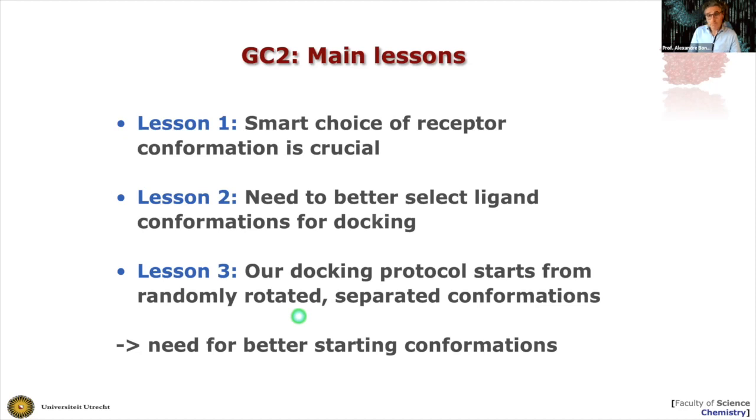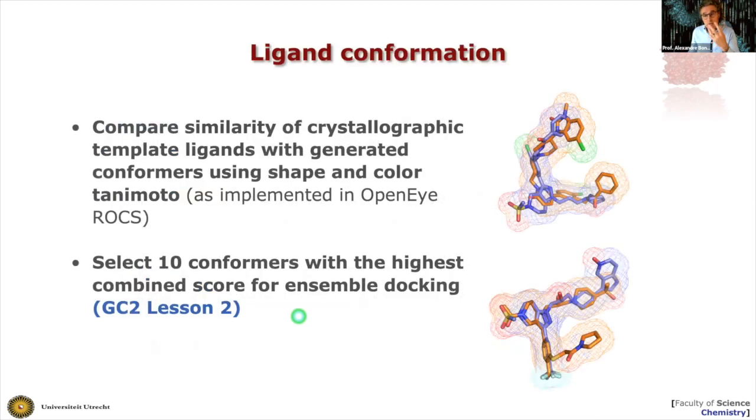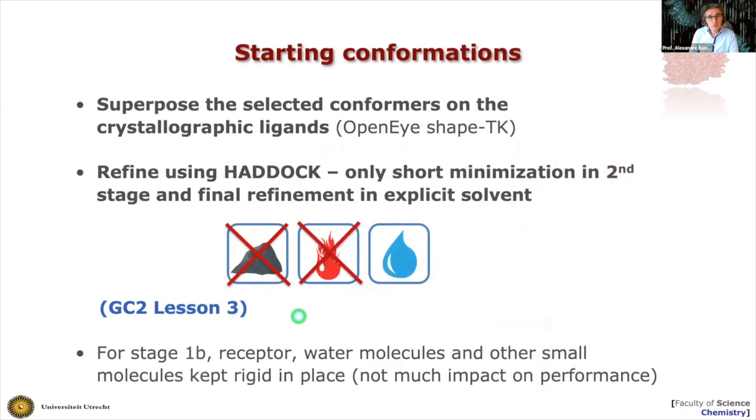So for starters, I already explained we are selecting from the PDB the template receptors that have something bound to them. For the ligands in D3R, we started looking at shape similarity, and we were using at the time the OpenEye software to do shape comparisons, generating ligand conformations and selecting the best fitting one based on shape similarity. These were given as an ensemble of conformations to AutoDock for the docking.